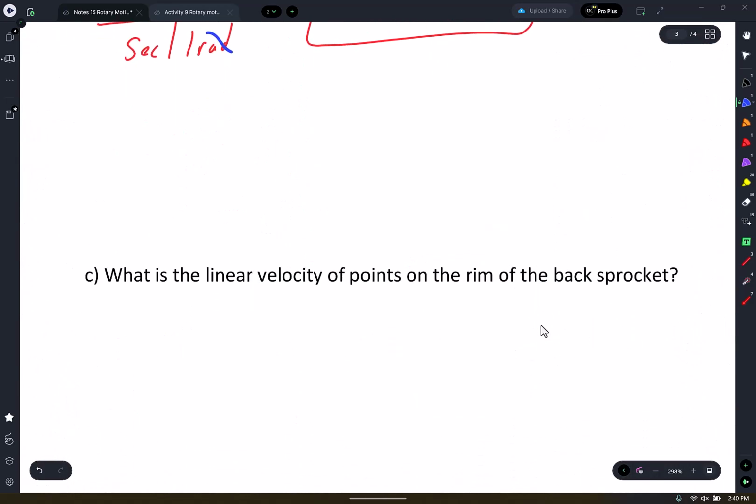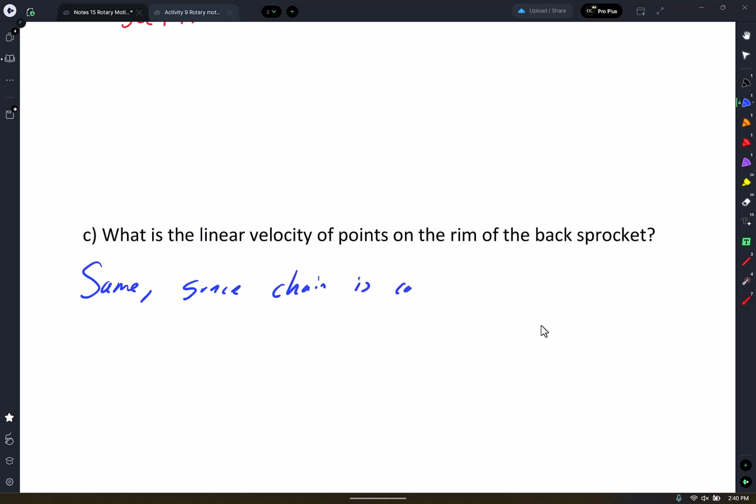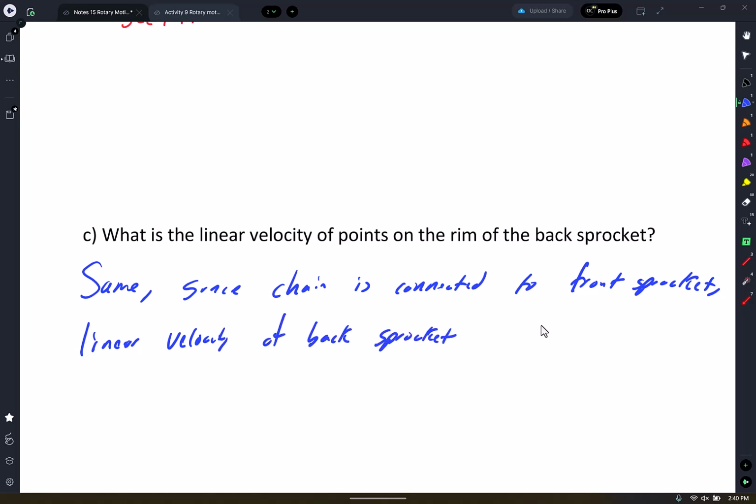So I'm going to write, what is the linear velocity of points on the rim of the back sprocket? Same, since chain is connected to front sprocket. Linear velocity of back sprocket must be 80 centimeters per second. Same, since the chain is connected to the front sprocket, linear velocity of back sprocket must be 80 centimeters per second.